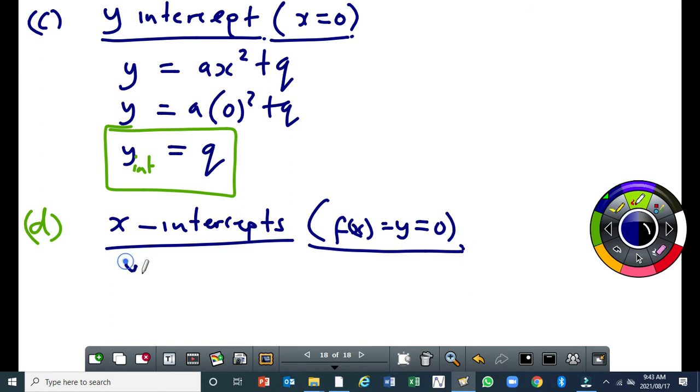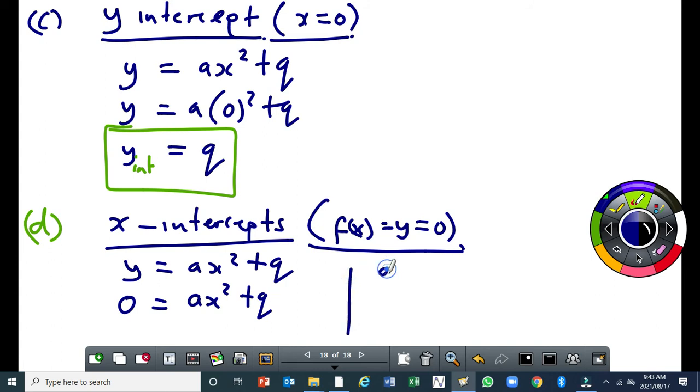So, if I start from y equal to ax squared plus q, if I want to find the x-intercepts, there are two. It's not like the linear function which has got 1. This one now has got 2. So if I put 0 here, you get 0 equal to ax squared plus q. Then we need to solve that. So if I take the q to the left, I can end up having ax squared is equal to minus q.